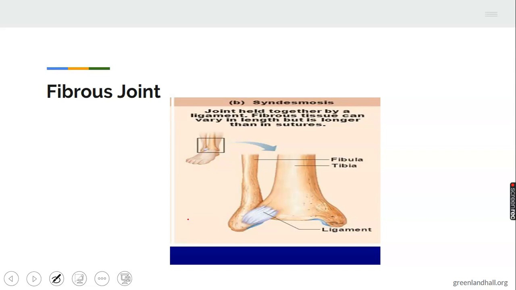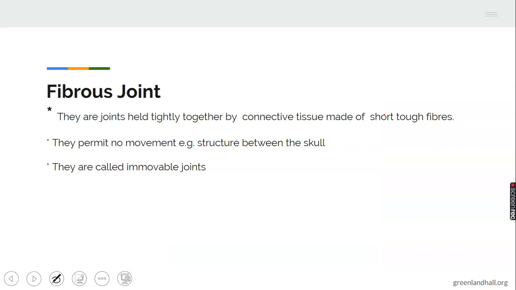Now we can see the diagram of the fibrous joint there. They are held together by a ligament. The tissues vary in length, but longer than the suture joint. Fibrous joints are held together by connective tissues made of strong and tough fiber.